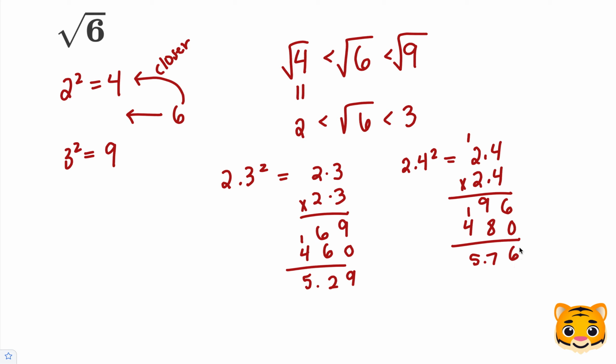So we can say that 2.4 squared gives us approximately 6, or 2.4 is approximately the square root of 6. And this will be our approximated solution.